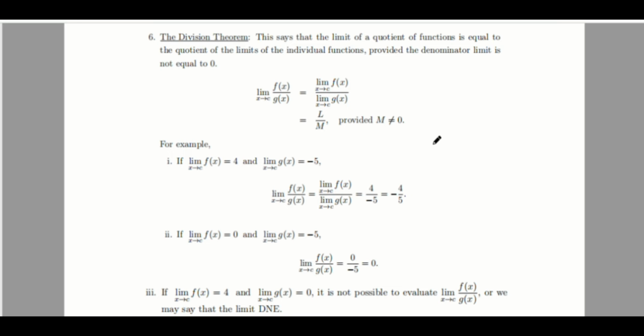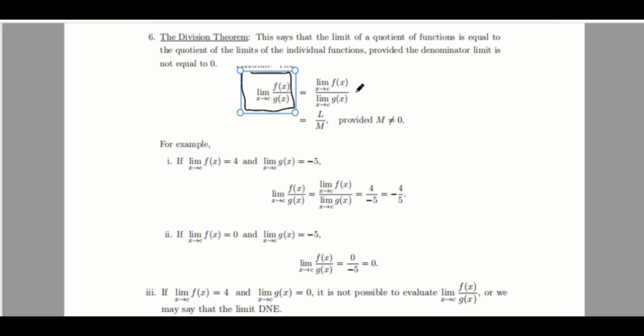So we're done with addition, subtraction, and multiplication, and now let's go to the division theorem. This is the limit of the quotient. Now, if you look at this, the limit of the quotient is equal to the quotient of the limits.